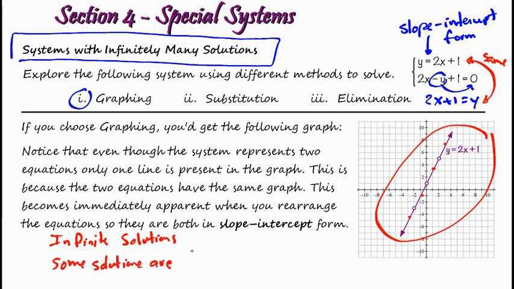So some solutions are, if I plug in -1, we get -2 plus 1 is -1. That is a solution. If I plug in 0, 2 times 0 plus 1 is 1. That is a solution. If I plug in 1, 2 times 1 plus 1 is 3. That is a solution, and so on. Every point on the line belongs to both of these lines.